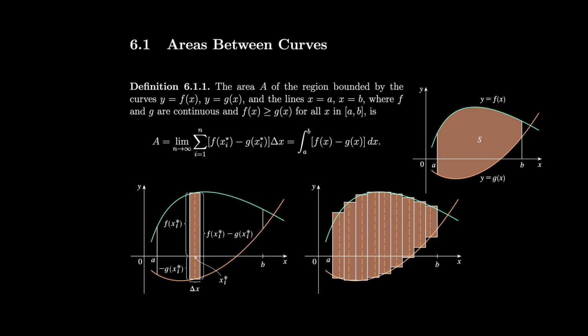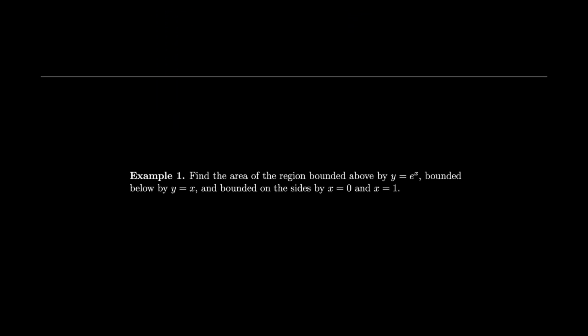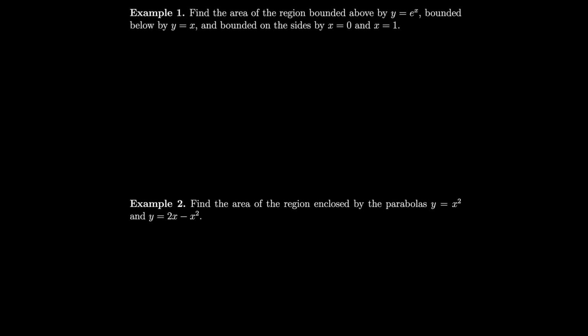So let's do an example of that. Let's find the area of the region bounded above by y equals e to the x, bounded below by y equals x, and bounded on the sides by x equals 0 and x equals 1. First, we draw what's going on. So here's y equals x, y equals e to the x roughly, and then we need a straight line through the origin for y equals x. So that's roughly what that is. And then here's x equals 1.